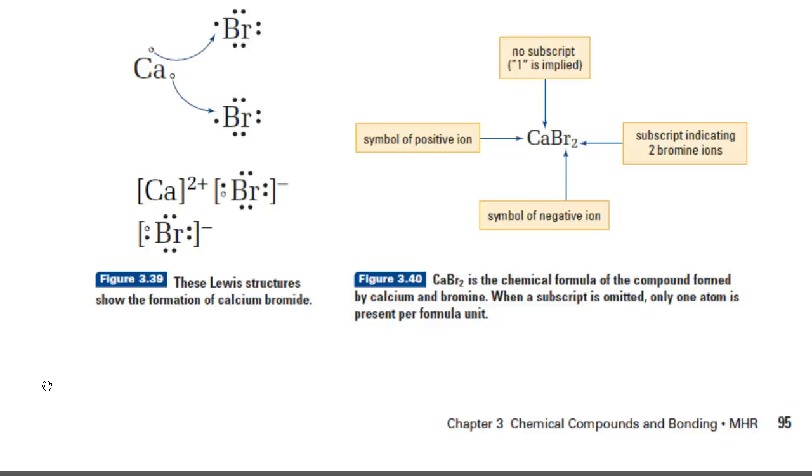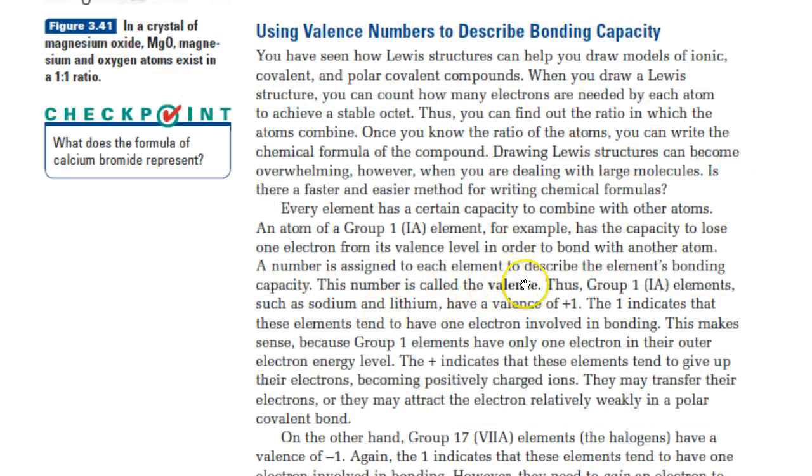On page 95, there are some nice diagrams. We've got a Lewis structure that shows how calcium bromide is formed, and we also have a breakdown of how you write the chemical formula for calcium bromide and what each of the items means. And there's this very important concept of valence that describes the bonding capacity of atoms. Bonding capacity meaning how they're going to join together with other atoms.